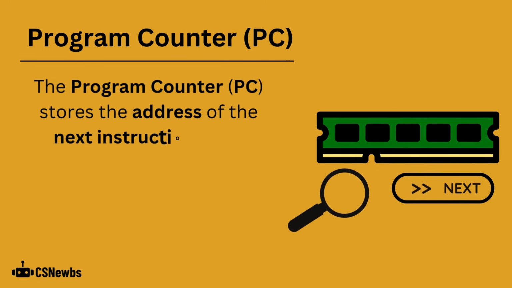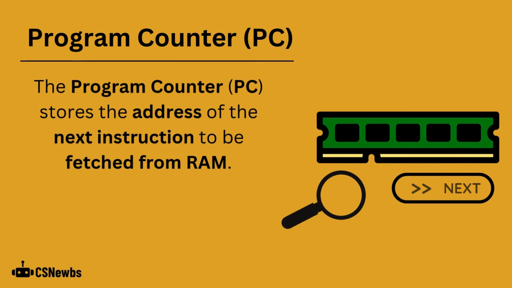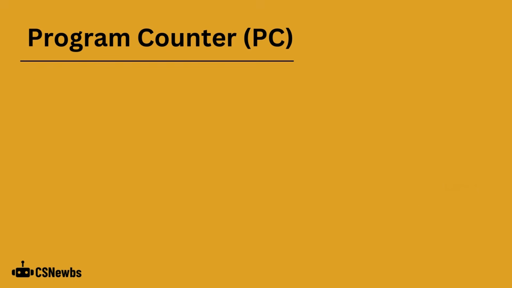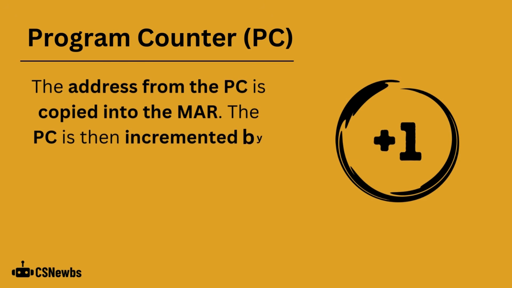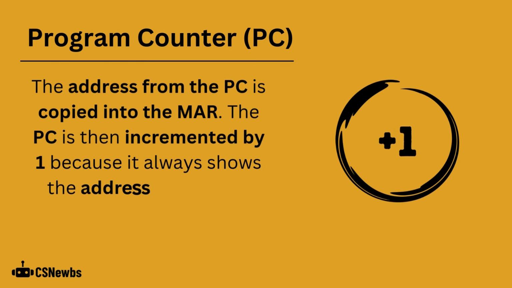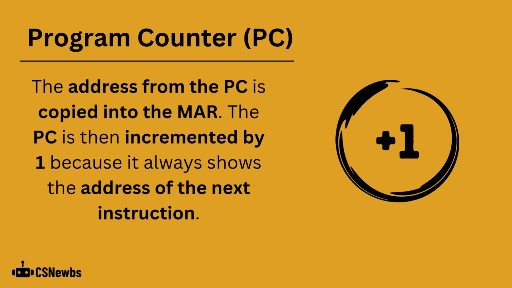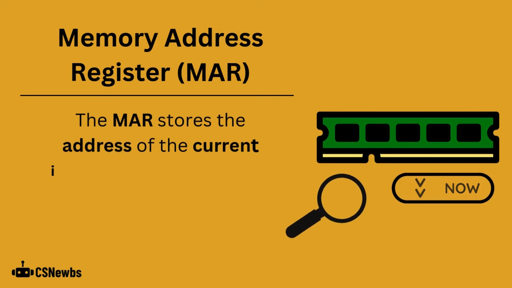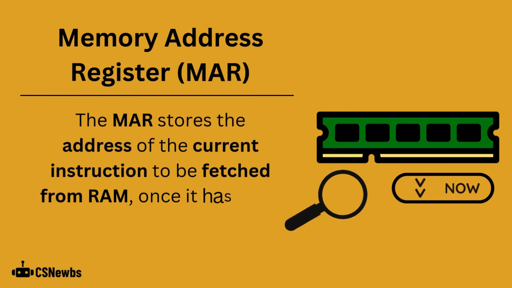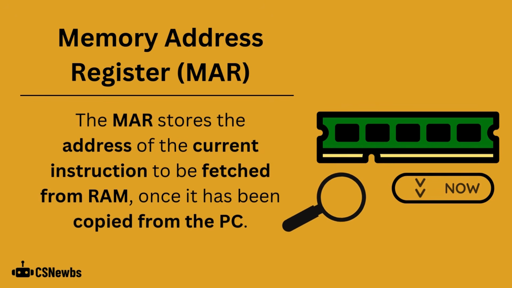The program counter stores the address of the next instruction to be fetched from RAM. The address from the program counter is copied into the memory address register. The program counter is then incremented by 1 because it always shows the address of the next instruction. The memory address register stores the address of the current instruction to be fetched from RAM once it has been copied from the program counter.